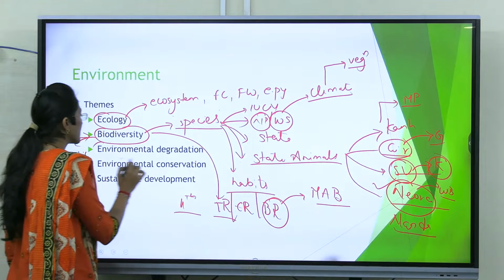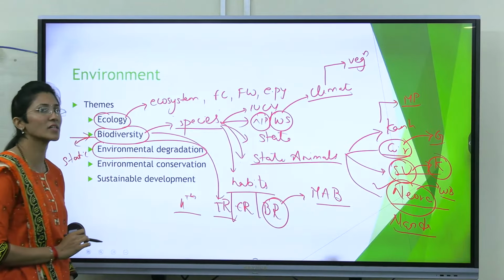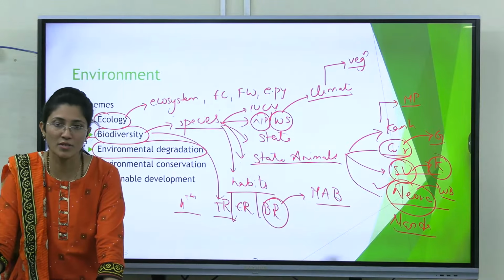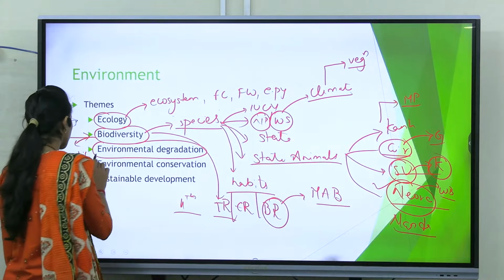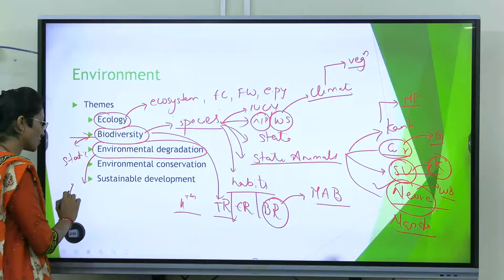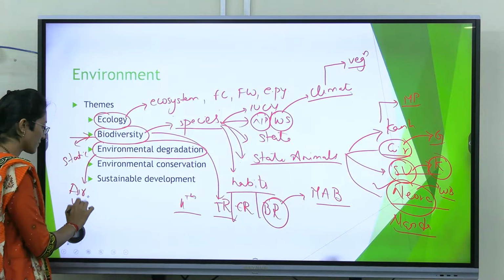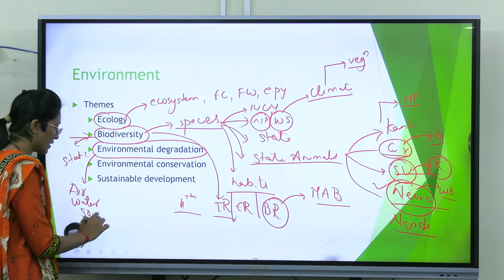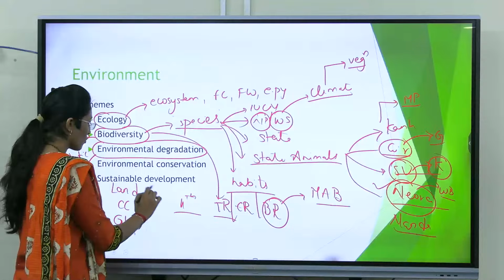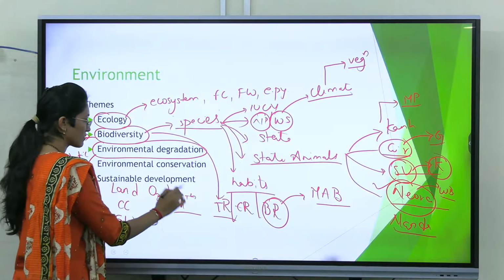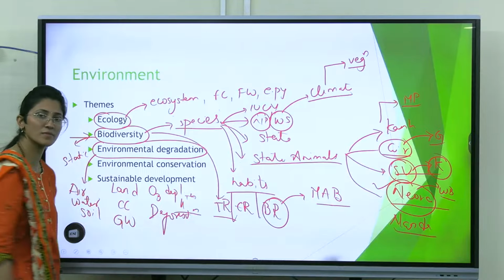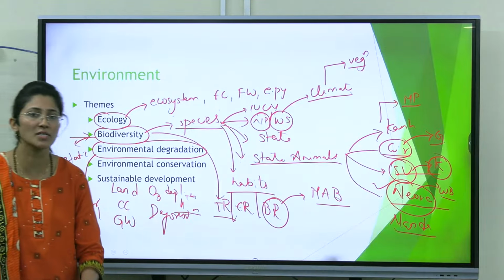Next comes environmental degradation. This is important. What do we cover in environmental degradation? The threats to the environment. What are the threats to the environment? Air pollution, water pollution, soil pollution, land degradation, climate change, global warming, ozone depletion, deforestation. All are the problems, threats that the environment is facing.